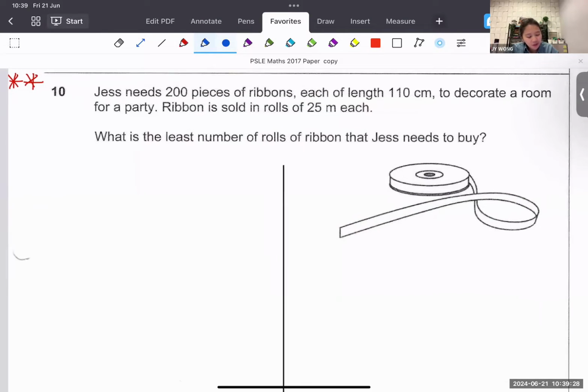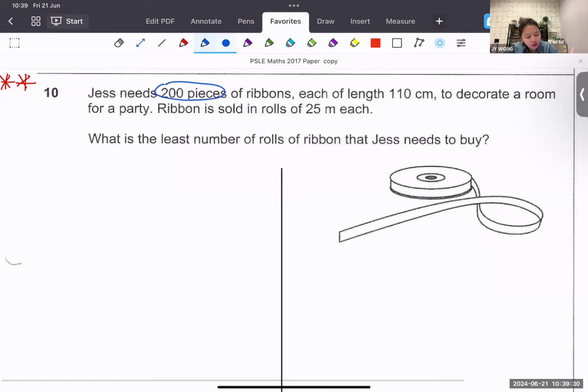Okay, so 200 pieces of ribbons. Okay, put 2 stars. Okay, because this type of question is a bit of logic. So each length 110 cm. Okay, the ribbon, each of it must be 110 cm. To decorate a room for the party, ribbons are sold in rows of 25 meters each. So what you need to know is you need 200 pieces of ribbon.